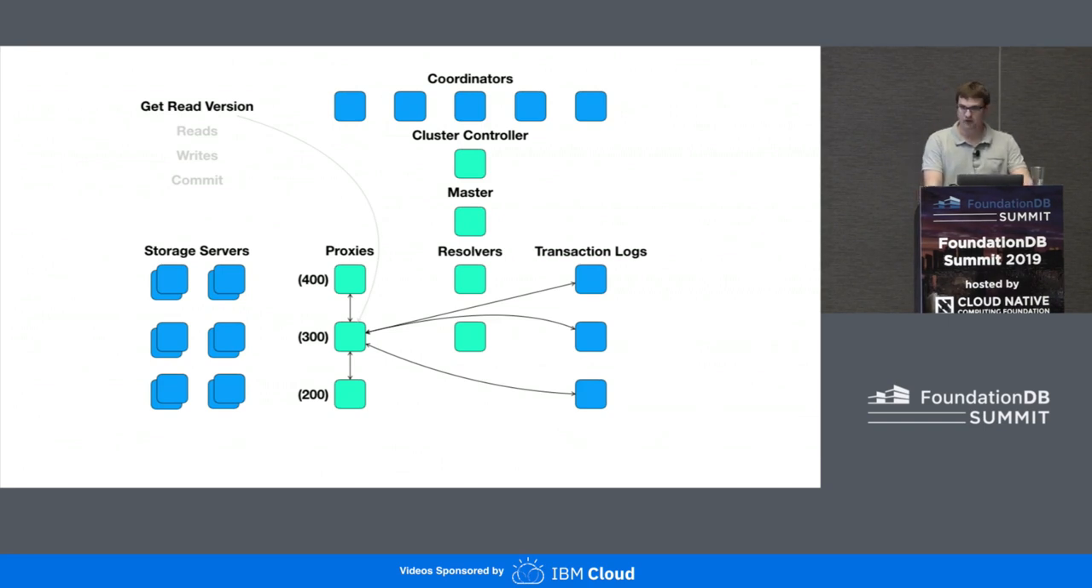And with multi-region replication, with multi-AZ replication, like if you're using 3 data hall, these transaction logs might not be in the same locations as the proxies. So talking to them, in general, if they're all co-located, is cheap, but if they're farther away, you're going to start to see bigger and bigger GRV latencies, get read version latencies.